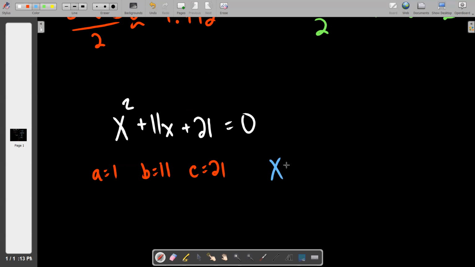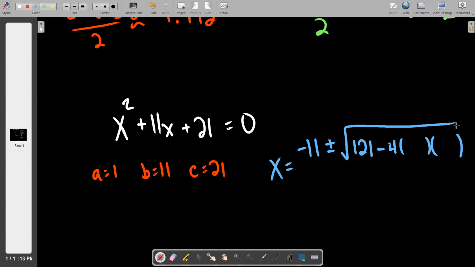X equals what? -11. Plus or minus a big, long, empty square root sign. 121 goes first because that's b squared. And then I'm going to put -4 and then 2 empty sets of parentheses. I'll be back for you guys in just about 10 seconds. And then I'm going to put it all over 2 times a. What is 2 times a? 2 again. And then I'm going to backfill. My parentheses are where a and c go, which you would see from the formula you wrote down earlier. So 1 and 21. Very good.